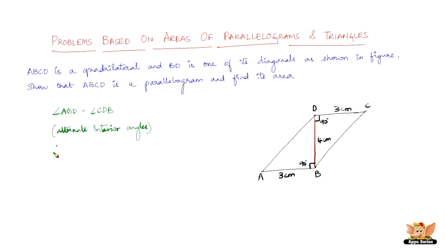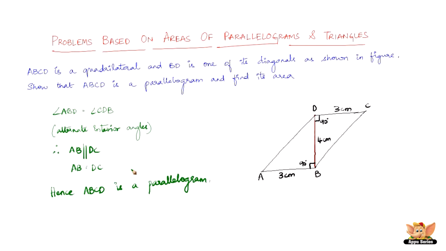Now, since it is alternate interior angles, it can occur only when AB is parallel to DC. So AB is parallel to DC and also AB equals DC. It is already given, because each is equal to 3 centimeters. So thus, one pair of opposite sides AB and DC of quadrilateral ABCD are equal and parallel to each other. So hence, ABCD is a parallelogram.